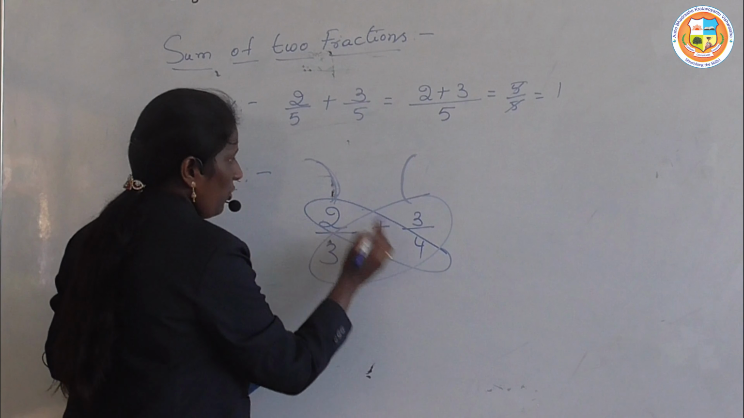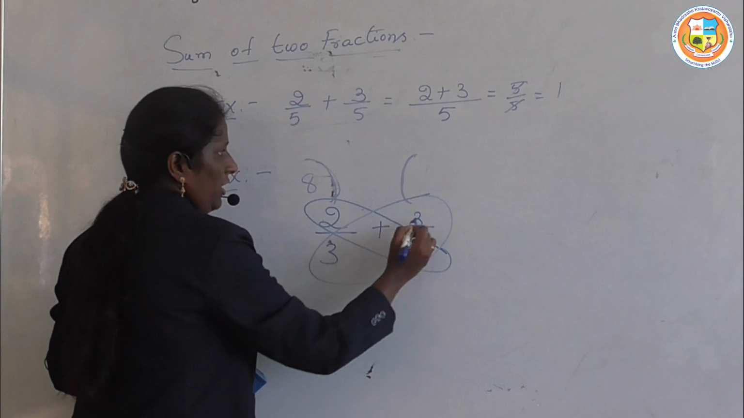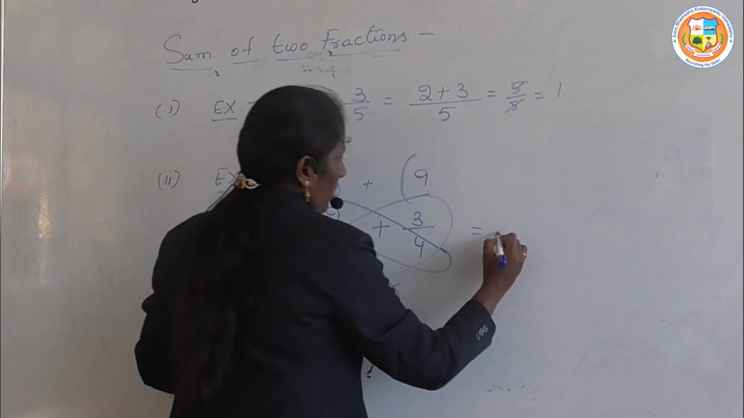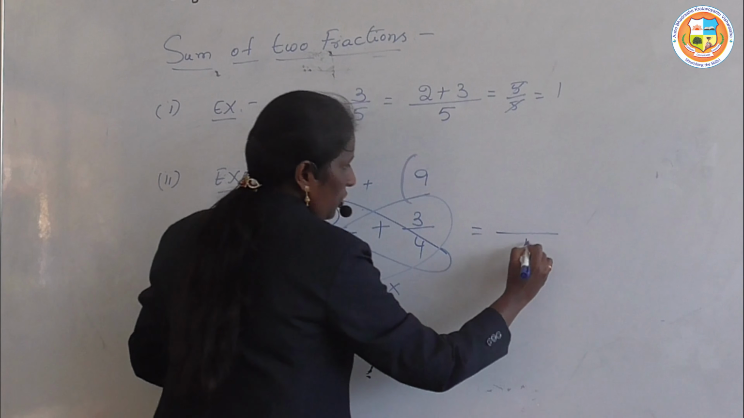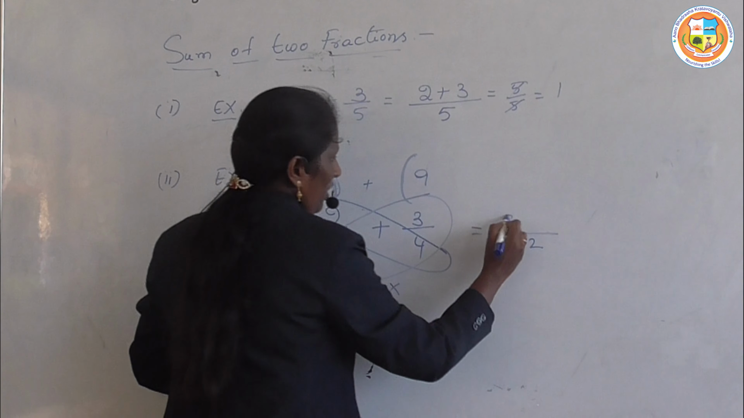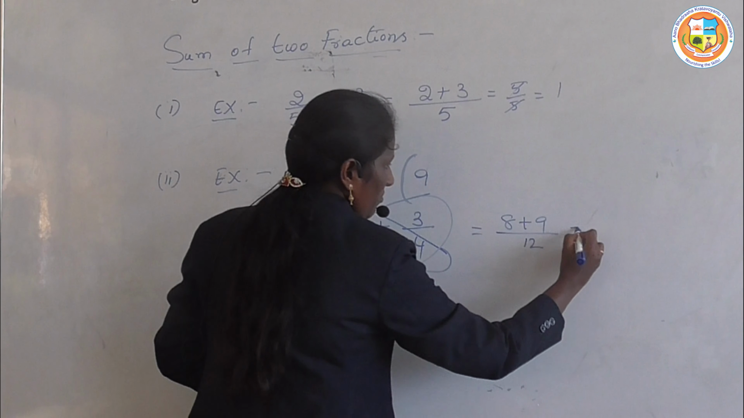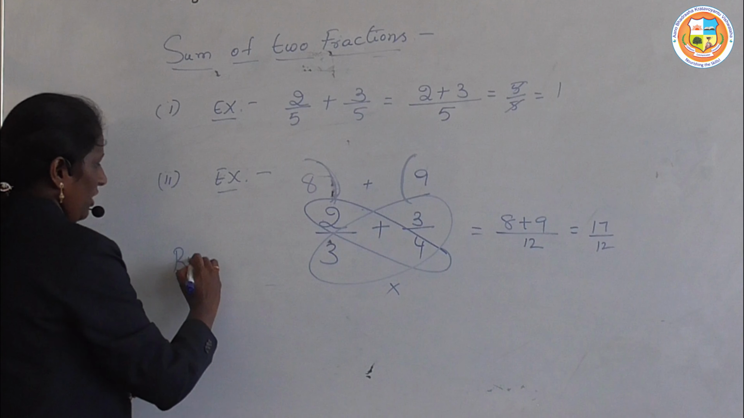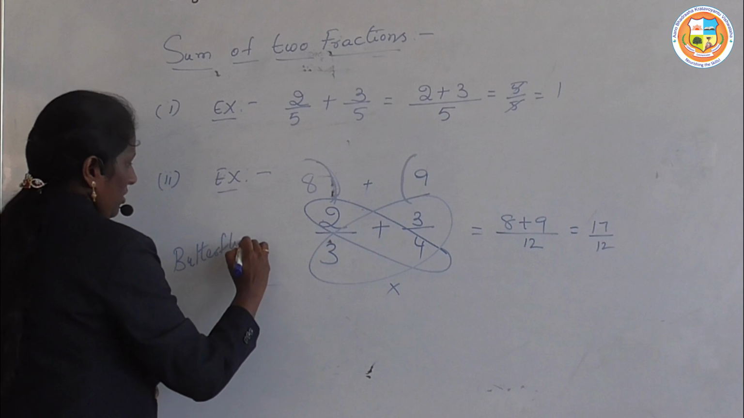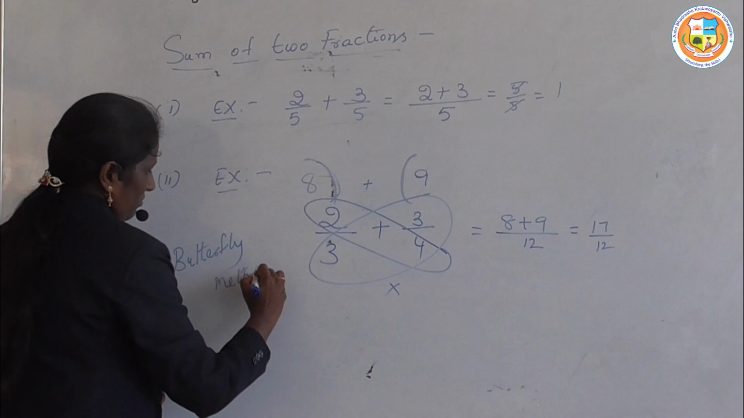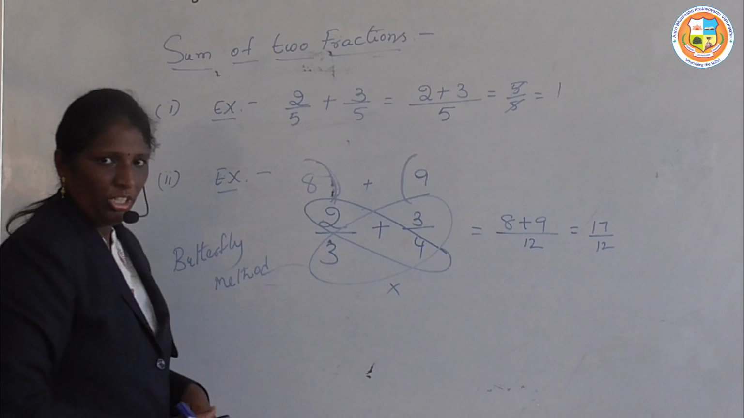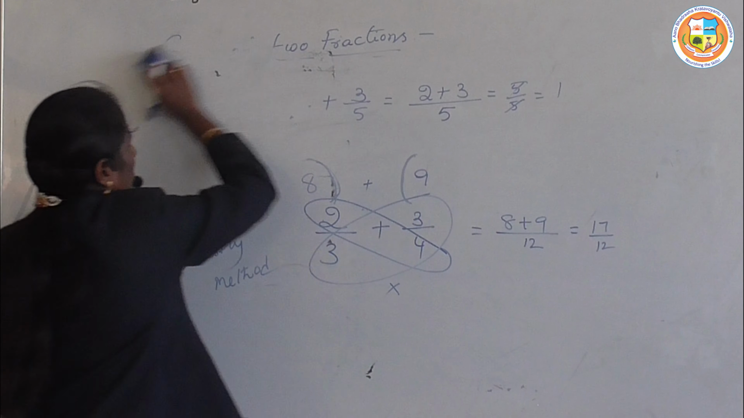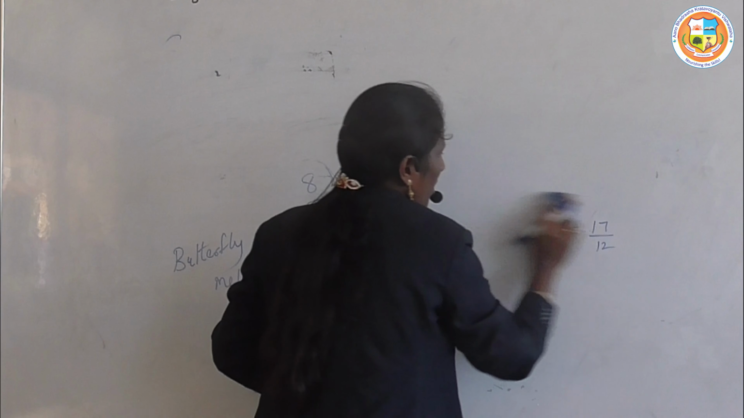Okay, now multiply 2 fours are 8, 3 threes are 9. Okay, these two denominators multiply. Okay, now write down here 3 fours are 12. Now 8 plus 9, 8 plus 9 is 17, so it is 17 by 12. Now this is one of the shortcut methods, the butterfly method. Okay, same, how to follow.